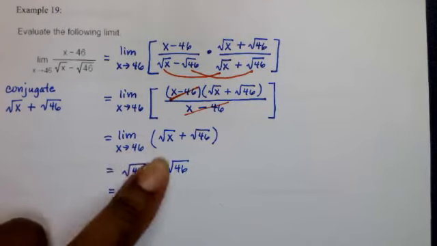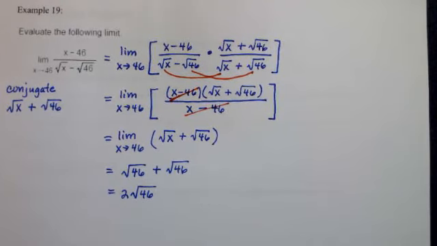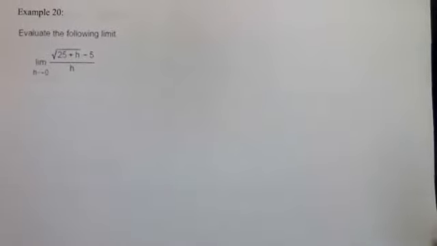So here at the end, all I did there was just took the limit. Everything else I did before it is algebra. Okay, here's one more of these. Let's say we got the limit as h approaches 0 of the square root of 25 plus h minus 5, all divided by h.